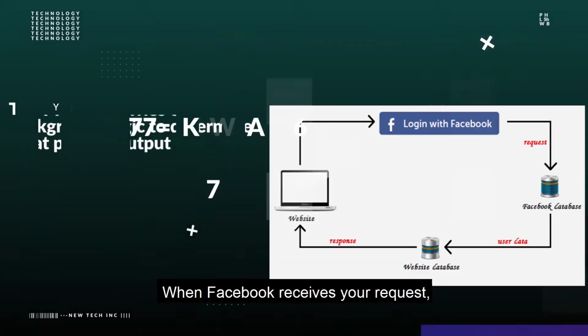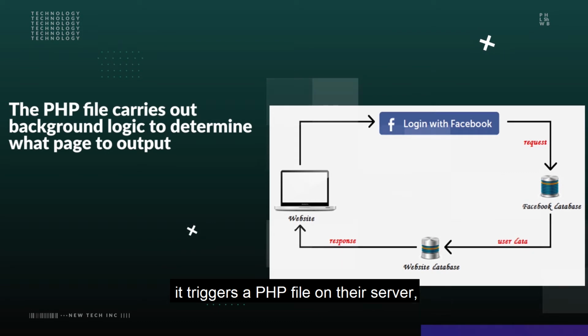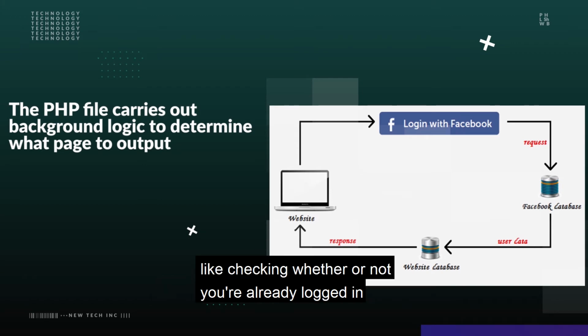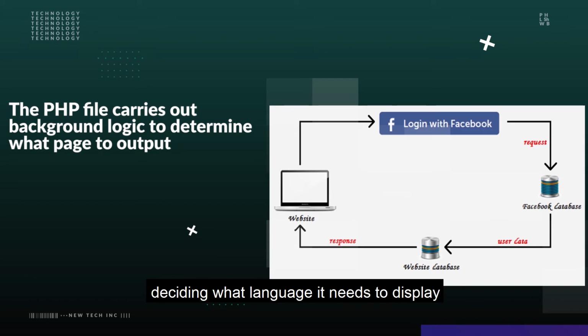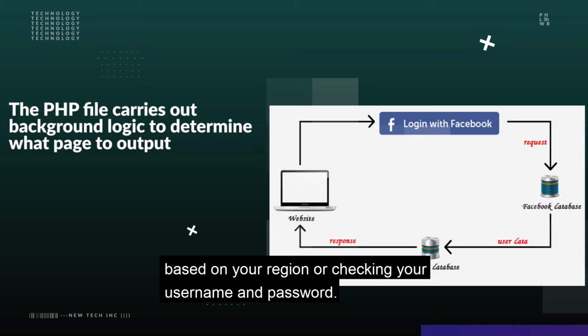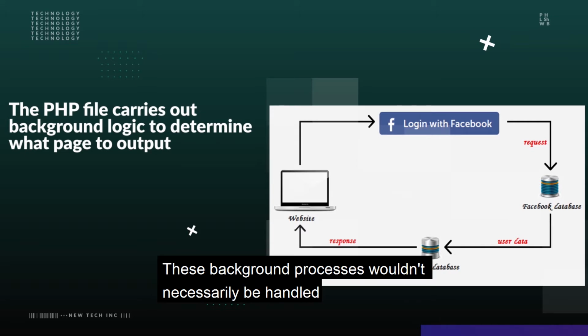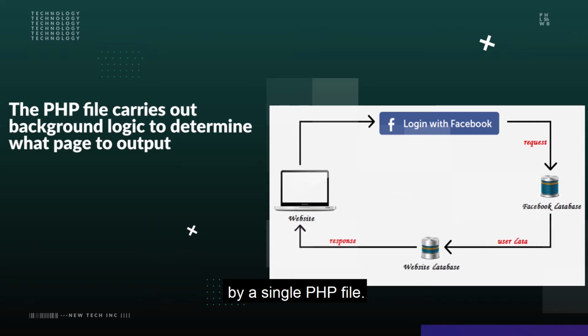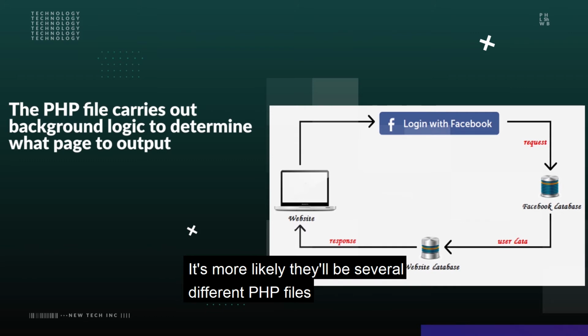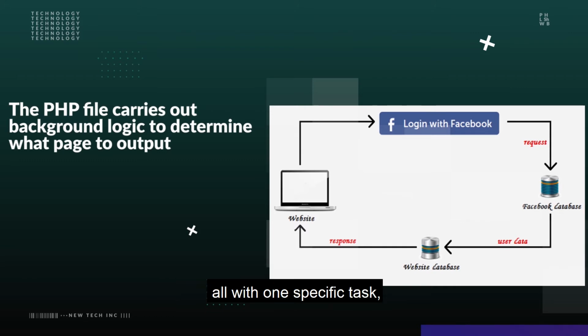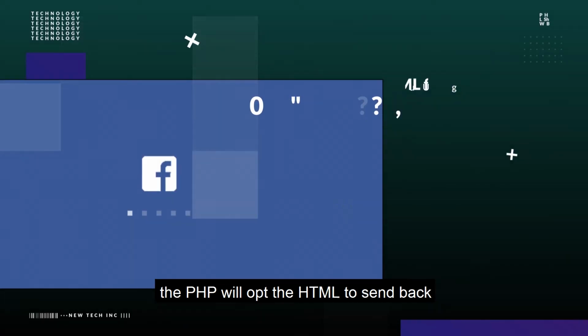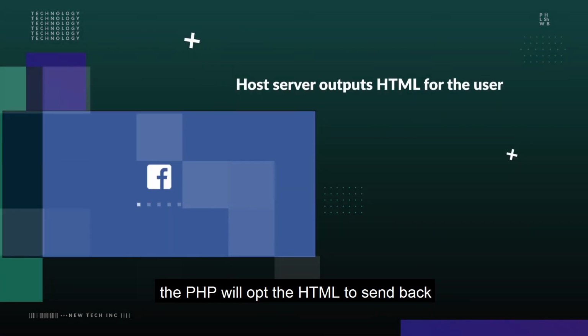When Facebook receives your request, it triggers a PHP file on their server which begins to process your request. This PHP file will handle back-end tasks like checking whether or not you're already logged in, deciding what language it needs to display based on your region, or checking your username and password. These background processes wouldn't necessarily be handled by a single PHP file. It's more likely that there'd be several different PHP files, all with one specific task, but that's totally up to the developer.